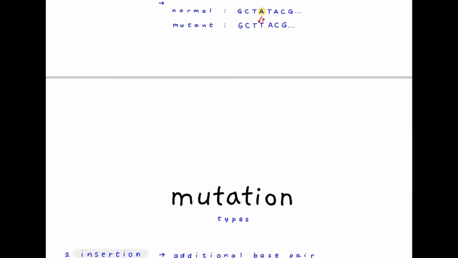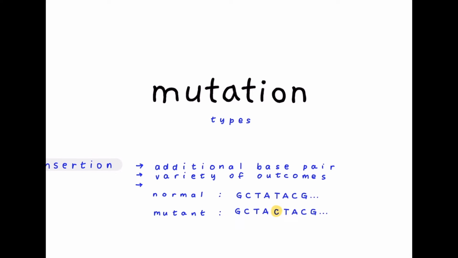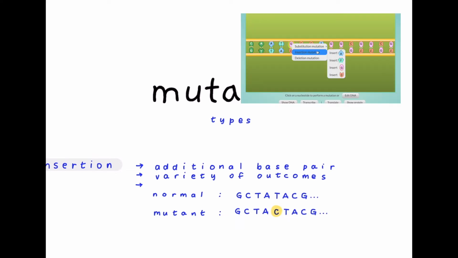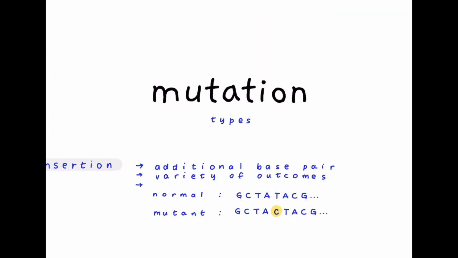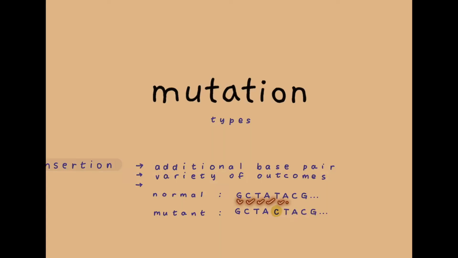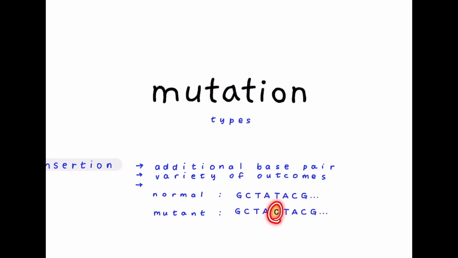And last but not the least, we have insertion. From the name itself, there is something added to the base pair sequence, and this can have a different variety of outcome. One, there could be a similar protein produced, or two, a different protein will be created after the base sequence is used in protein synthesis. For example, we have here the normal ones, but the mutant one will have an extra or a new C or cytosine.